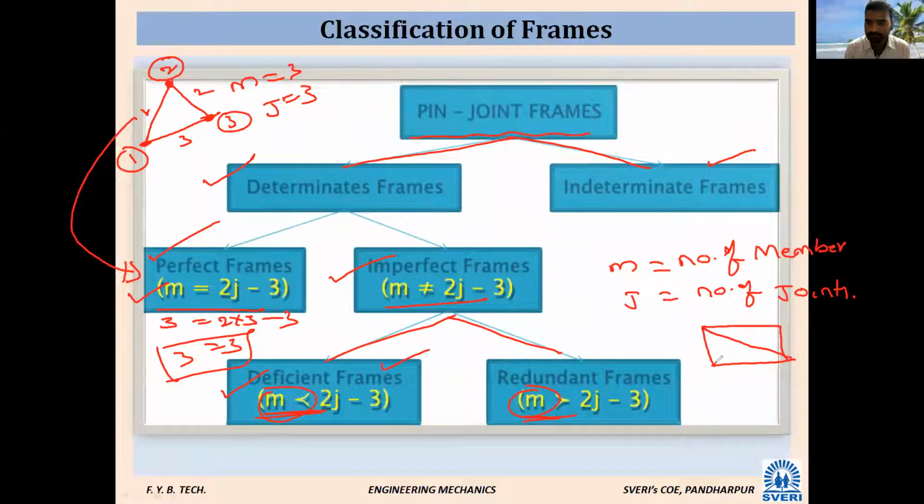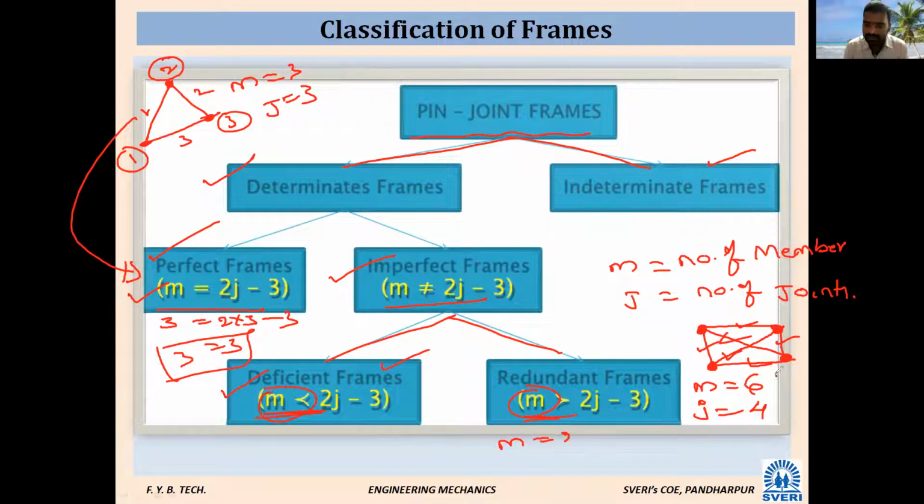So like this. Is it visible, everyone? Yes, sir. Okay. How many members are there? This is one member, 2, 3, 4, inclined member 5, inclined member 6. There are 6 members. Then how many joints are there? Joints are the thick points. These are joints. The one in between is not a joint. Only 4 joints are there.